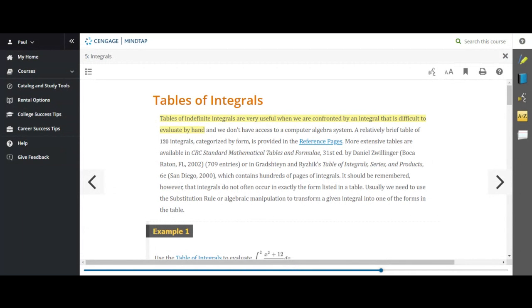integral that is difficult to evaluate by hand, or if we don't have access to a computer algebra system. But of course, here you're not using a computer algebra system. You are working out these integrals in sections 5.5, 5.6, 5.7. You're working the integrals out by hand.